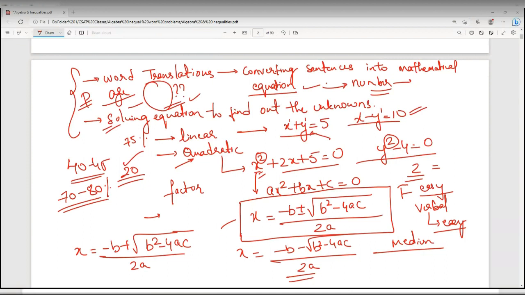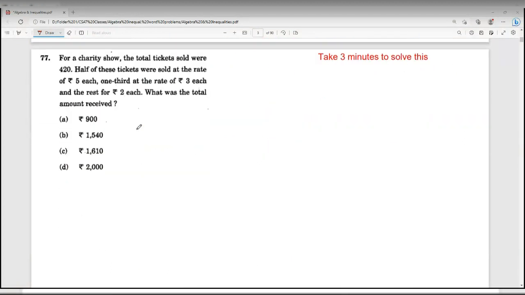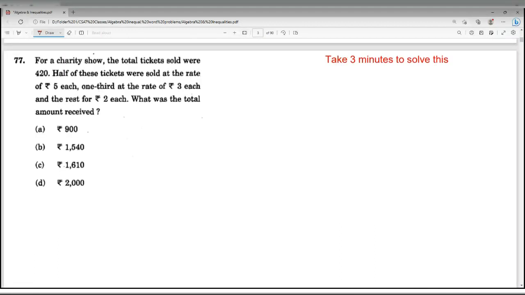Okay, we'll start with the questions now. These are all previous year CSE questions. So try to solve as quickly as possible and make as few mistakes as possible. We'll start with the question. Please take 3 minutes to solve this, just like in a normal exam. I'll start the timer.